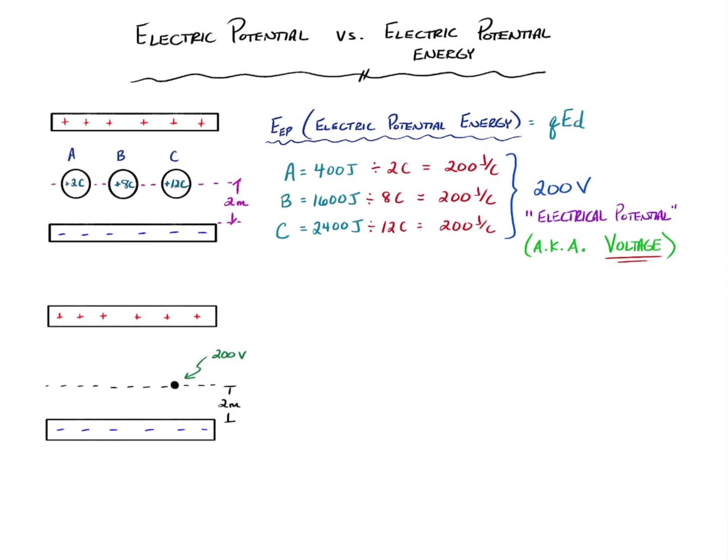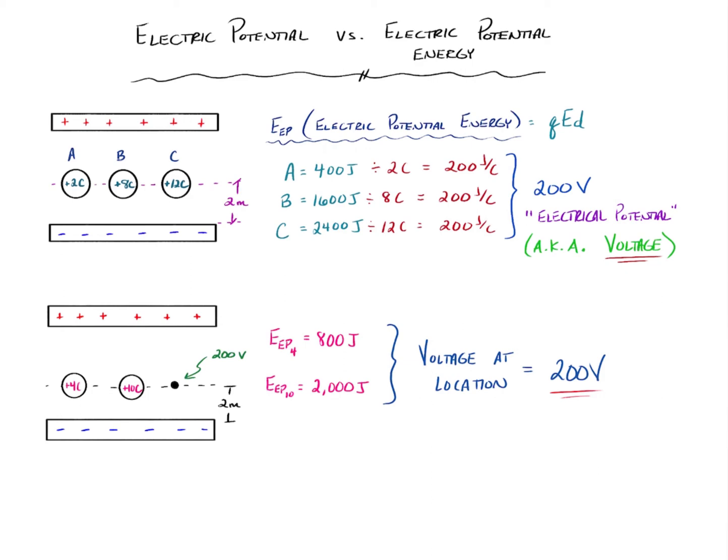Why is this helpful? Because without having to do any advanced mathematics, I know that if I place a positive 4 coulomb charge there, well, for every 1 coulomb, it gets 200 joules. So for 4 of them, it gets 800 joules. I immediately know that that will gain 800 joules of potential energy. If I place a positive 10 coulomb charge at that same location, it still gets 200 per coulomb. So it ends with 2,000 joules of electric potential energy.